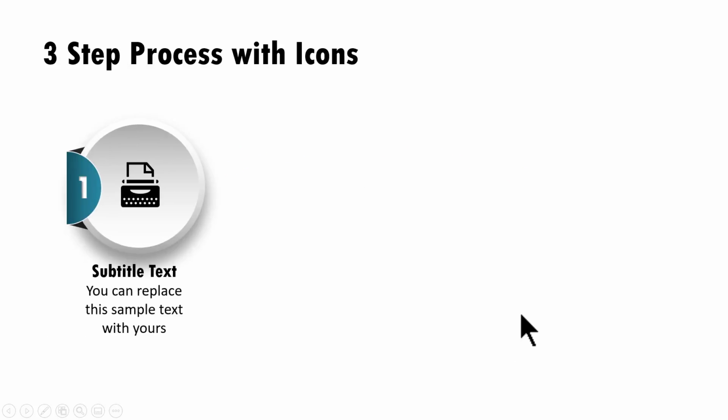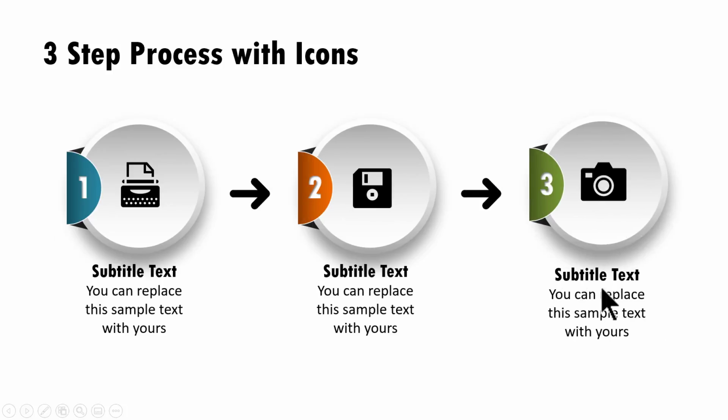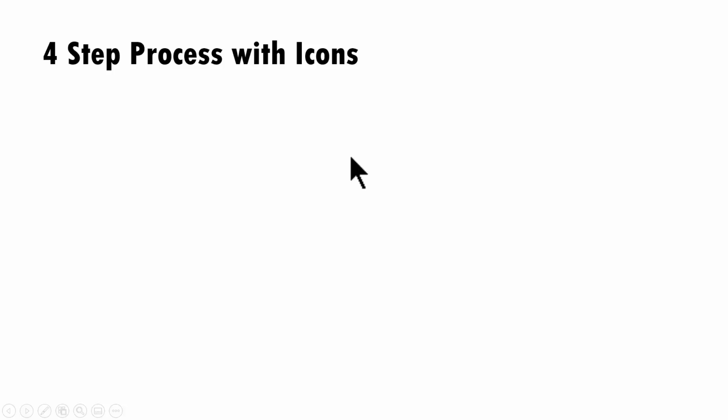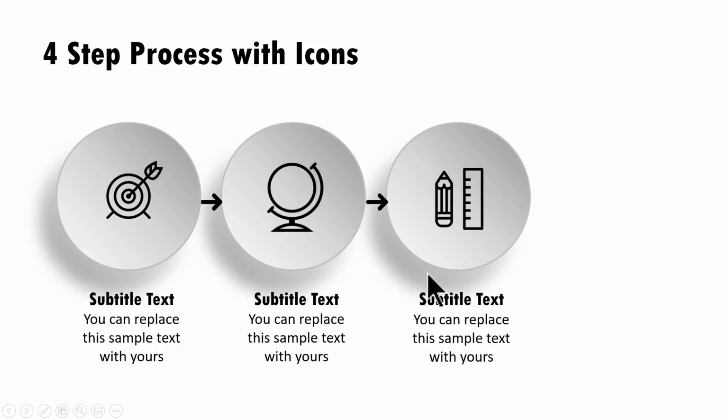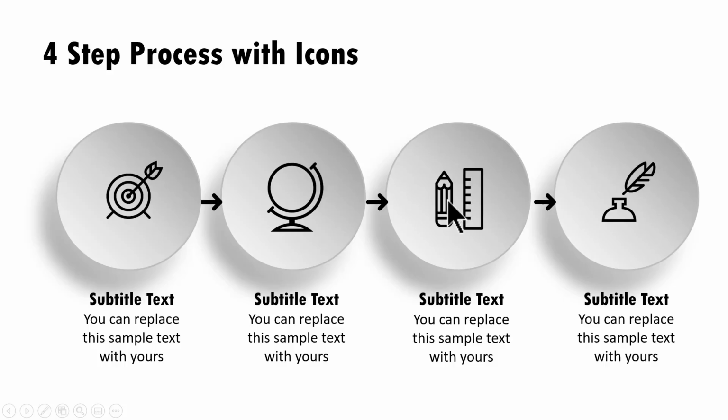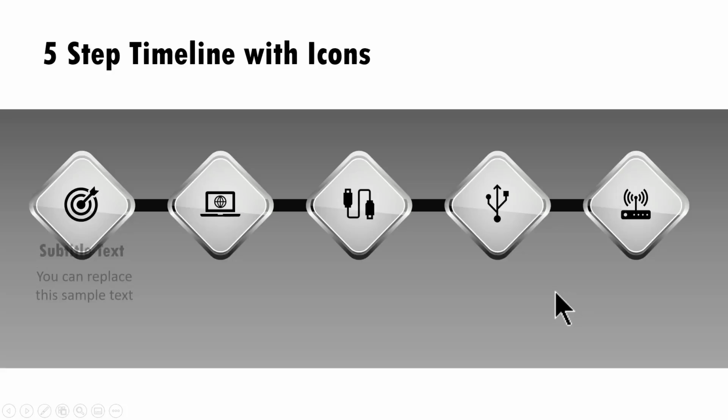Another template is this one, which shows a 3-step process with icons. You can see that the graphic looks really attractive. The next one is a 4-step process with icons. You can see a very different visual treatment given to this graphic, and these icons will really add some visual perspective to your information. Another example is a 5-step timeline with icons.